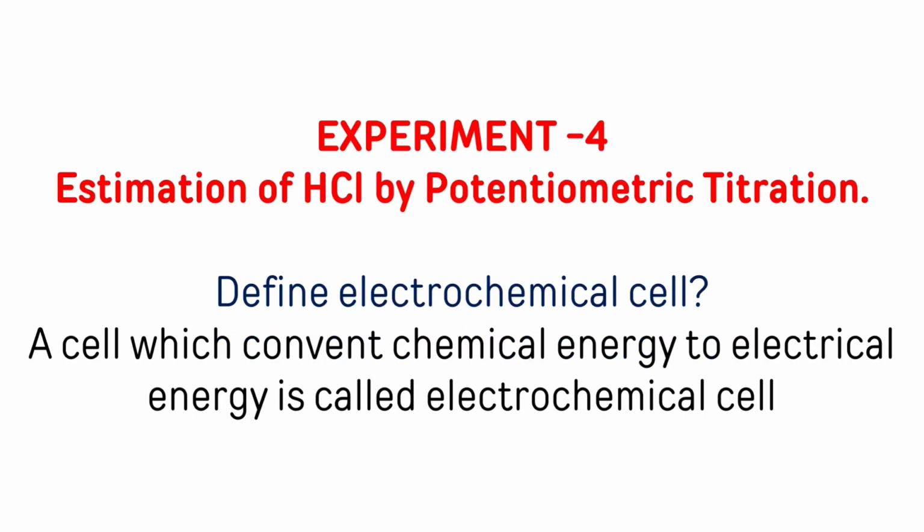Experiment number 4. Estimation of HCl by potentiometric titration. Define electrochemical cell. A cell which converts chemical energy to electrical energy is called an electrochemical cell.